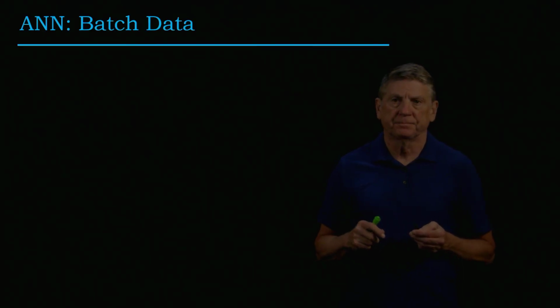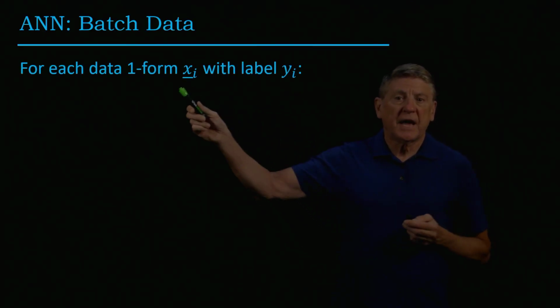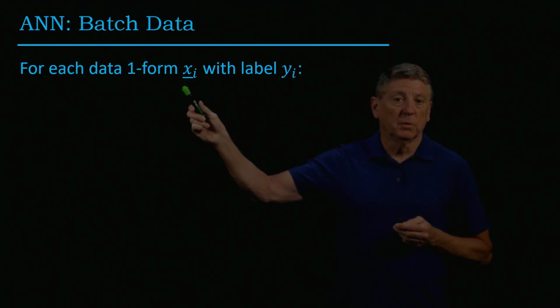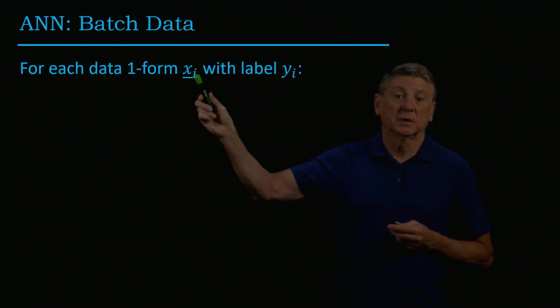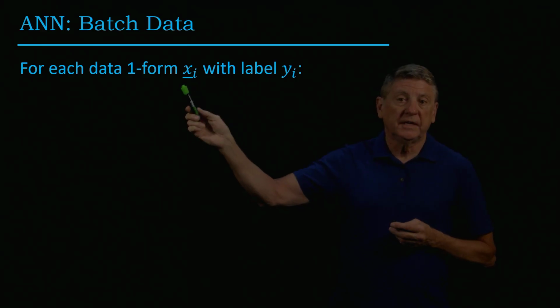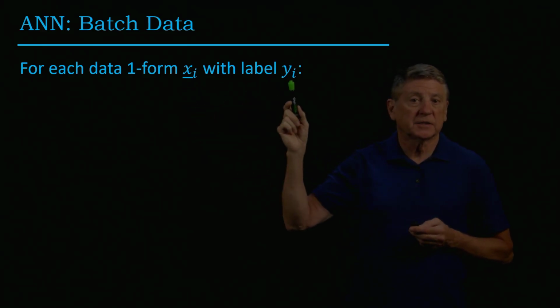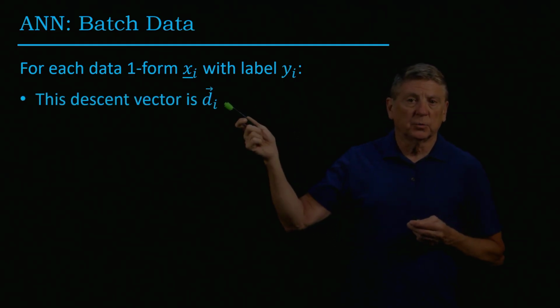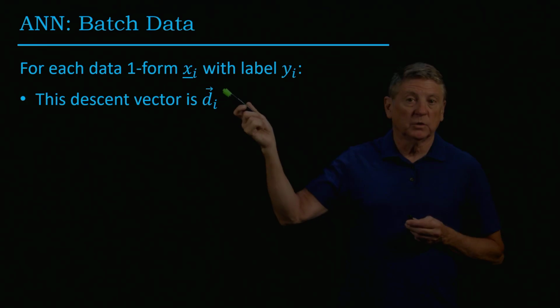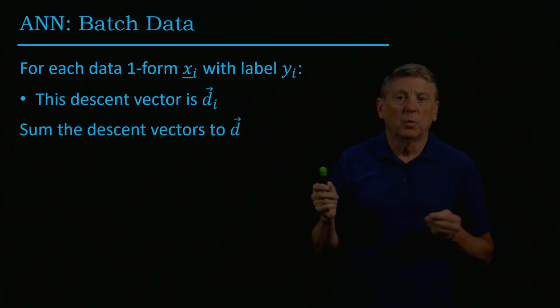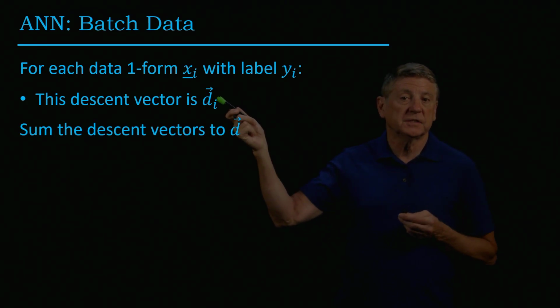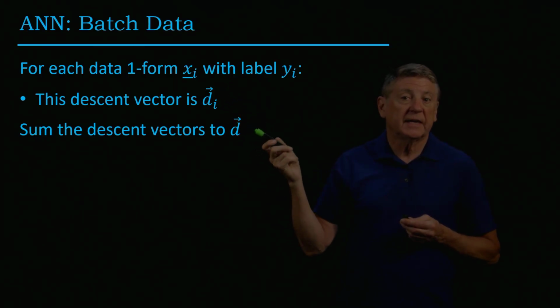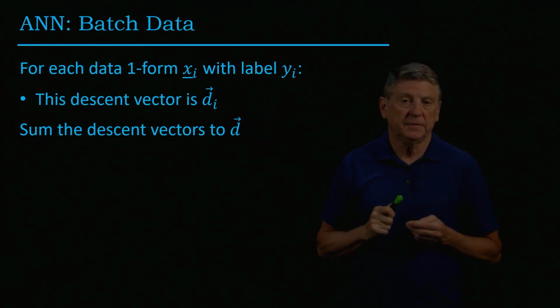Welcome. In this session, we'll explore how to apply our simple two-layer neural network to some data. Here, imagine that we have not just one data point, but multiples, and we'll subscript them with the letter i. So for each one x sub i, it has a label y sub i that is either 0 or 1. The descent vector that we can compute through the whole neural network, we'll say, is d sub i. And what we do is we sum all of these descent vectors for all of these data and get a single descent vector, d.